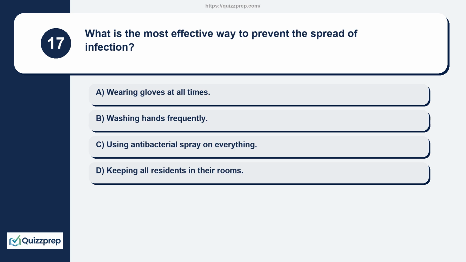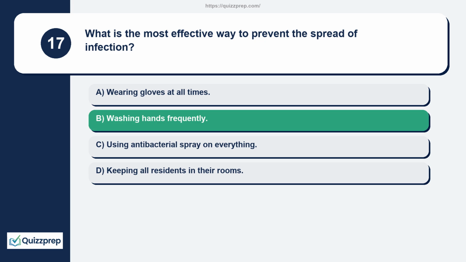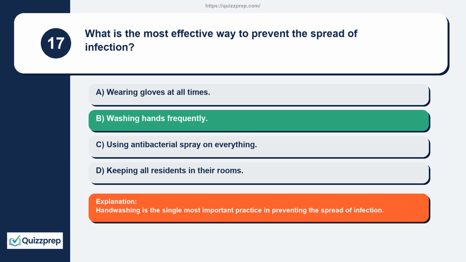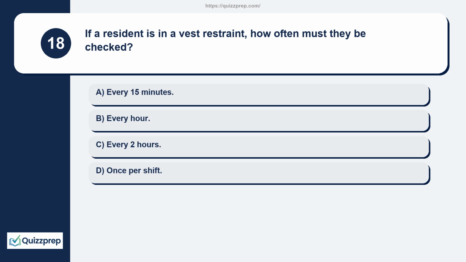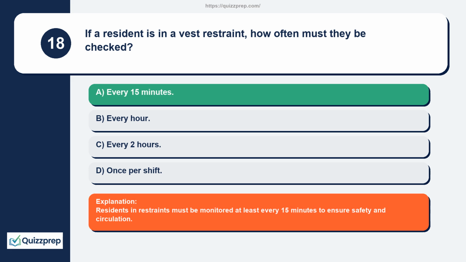Question 17. What is the most effective way to prevent the spread of infection? Wearing gloves at all times, washing hands frequently, using antibacterial spray on everything, keeping all residents in their rooms. Hand washing is the single most important practice in preventing the spread of infection. Question 18. If a resident is in a vest restraint, how often must they be checked? Every 15 minutes, every hour, every 2 hours, once per shift. Residents in restraints must be monitored at least every 15 minutes to ensure safety and circulation.